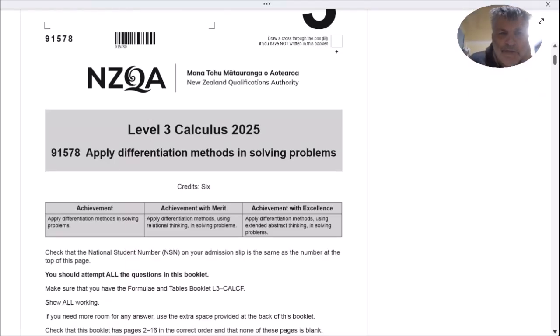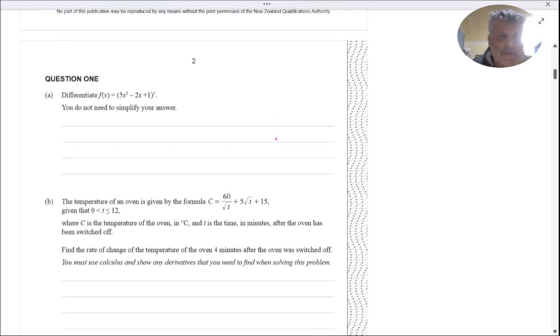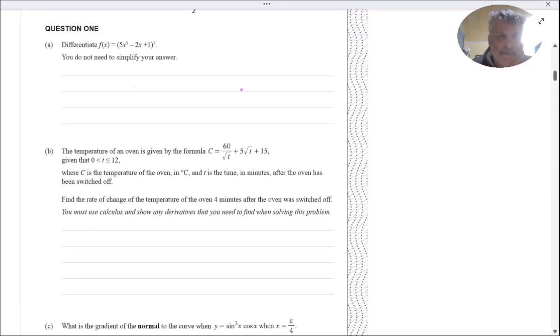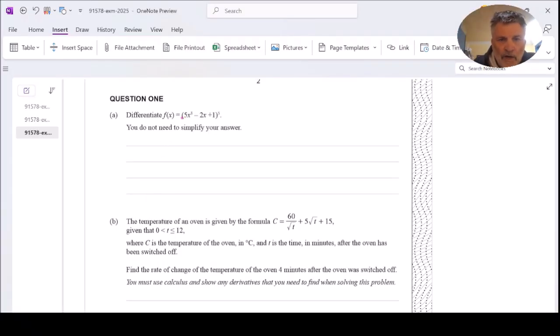Hello, this is a workthrough of NZQA Level 3 Calculus Examination 2025 91578 Applied Differentiation Methods in Solving Problems. So the first question is just a straightforward differentiation question. This is an application of the power rule. So we've got a function, it's a polynomial here, inside some brackets raised to the power of 5.